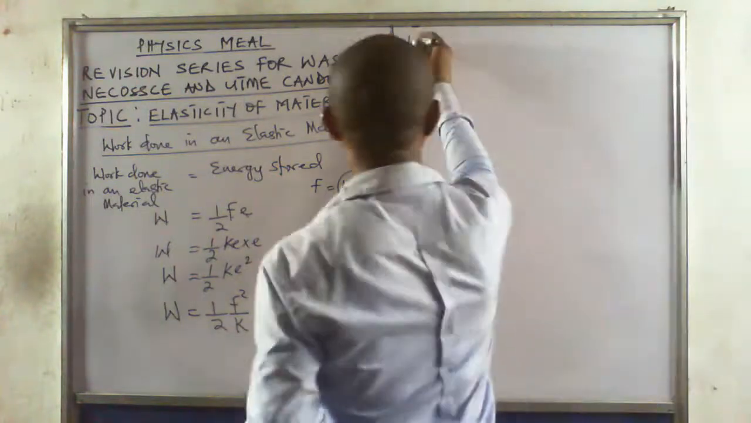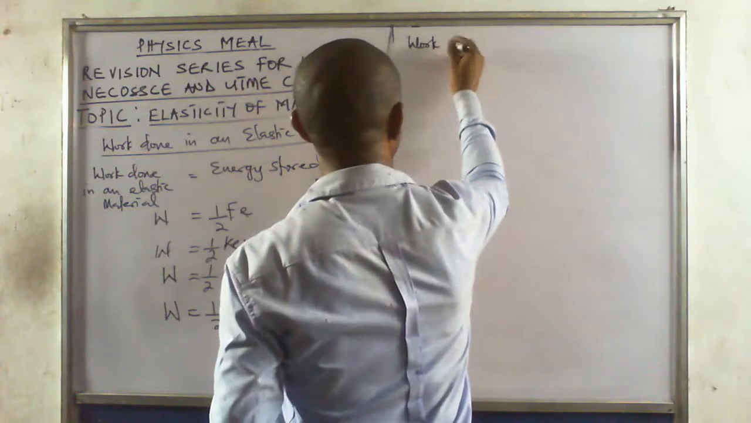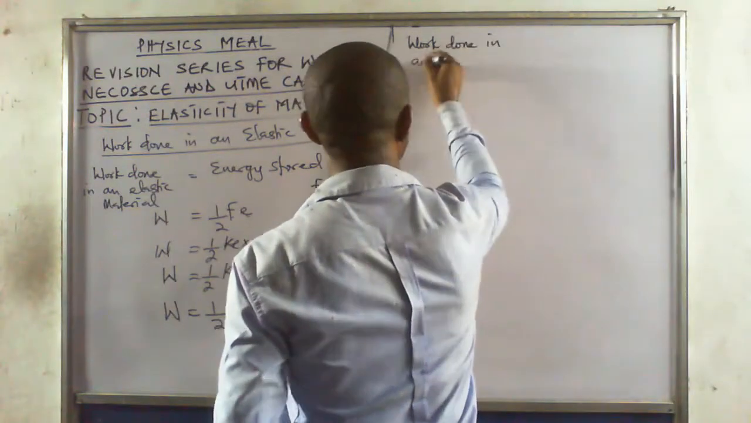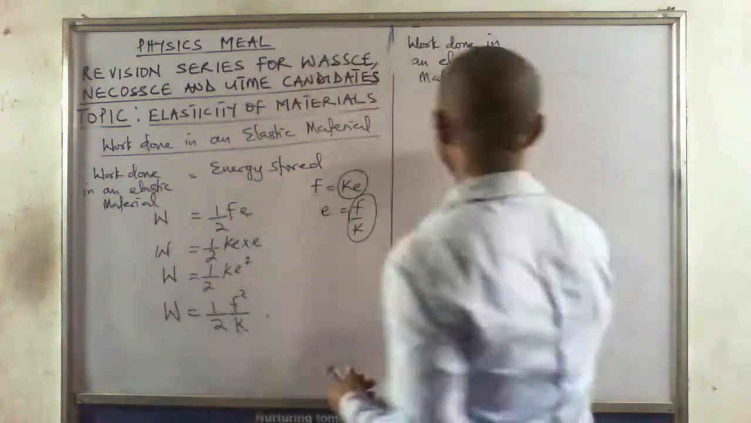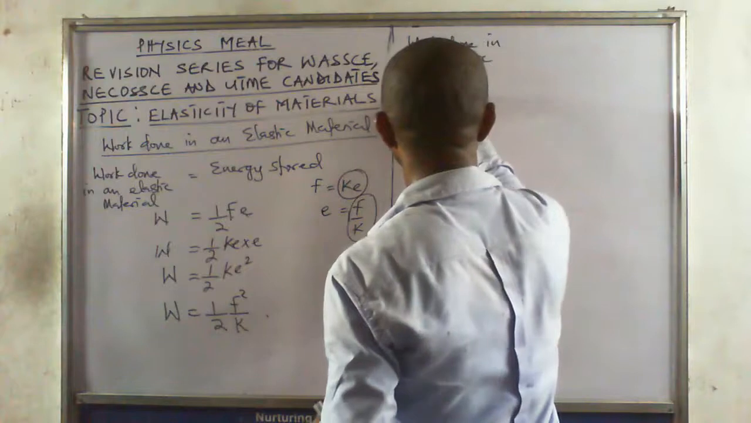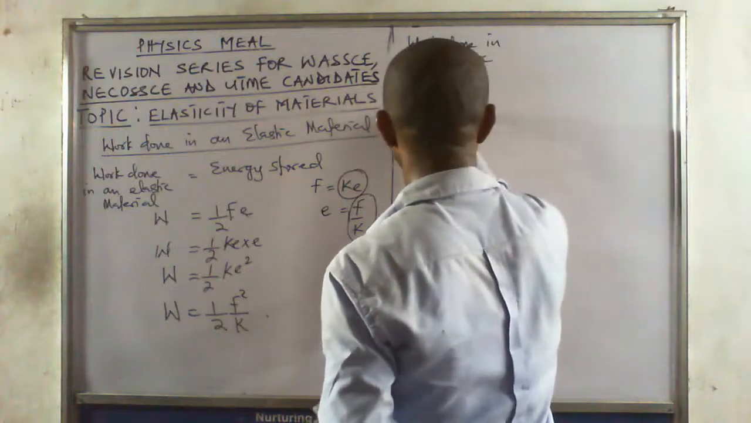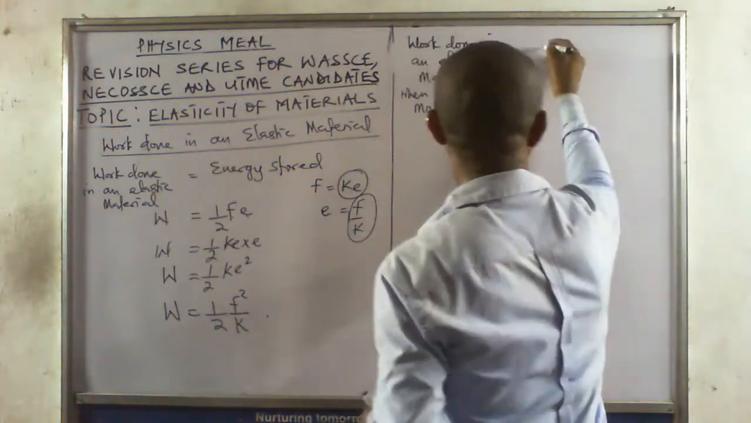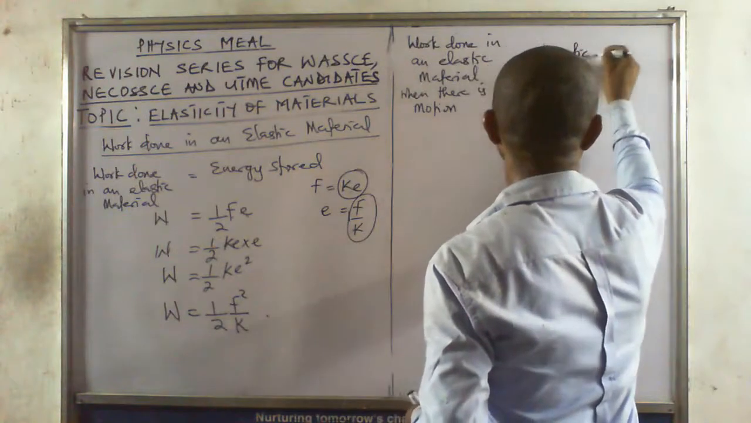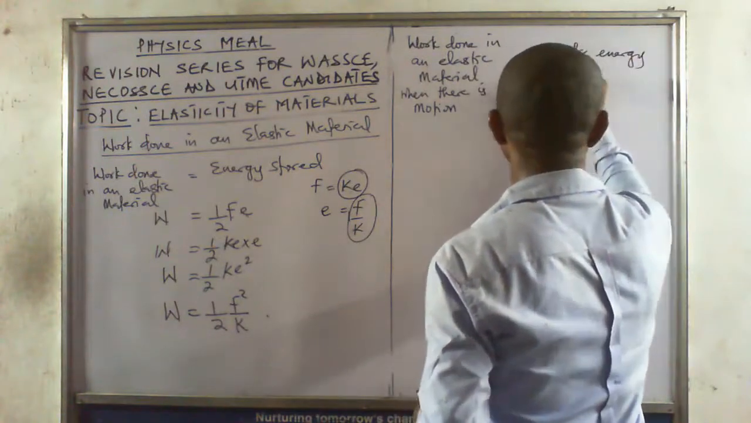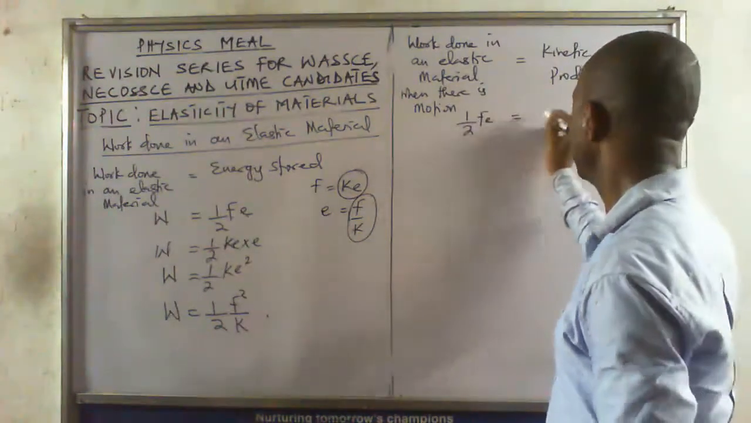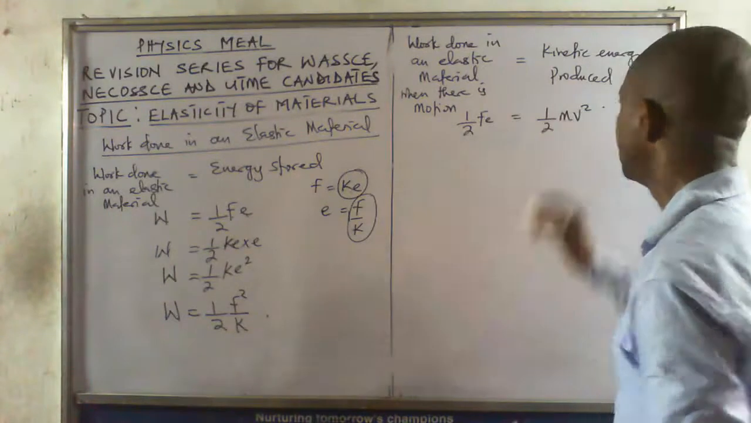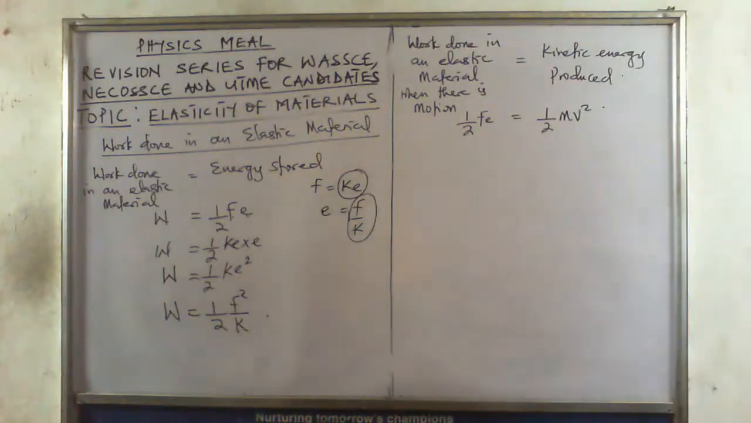So the work done in an elastic material, when there is motion, will equal the kinetic energy produced. So in that case, I'll be having that half Fe is equal to half mv squared. Half can actually take care of half. Then you have Fe is equal to mv squared.